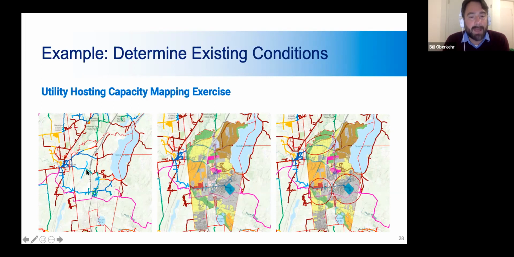So developers have access to these hosting capacity maps. They are public. So they're going to be able to see this. So if you look at it during your comprehensive planning process, you can get this idea of, oh, this is where we're primed for development.